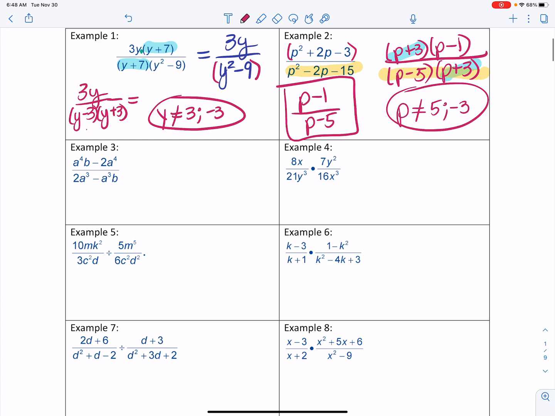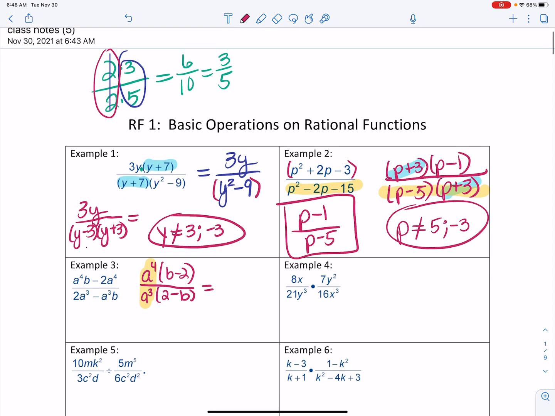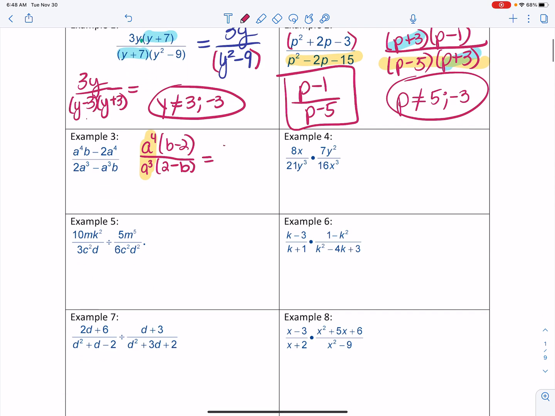All right, so on the next one, you cannot cancel anything because they're not exactly the same. But on the top, I can take out an a to the 4th. That leaves me with a(b minus 2). And on the bottom, I can take out an a cubed, and that leaves me with a(2 minus b). Now, these are out in front, and so you can cancel them because it's like the 2 up above here that we canceled. Okay, that's being multiplied, so you can cancel, and that would cancel to an a because you'd have 4 and 3, so that would be an a to the 1st.